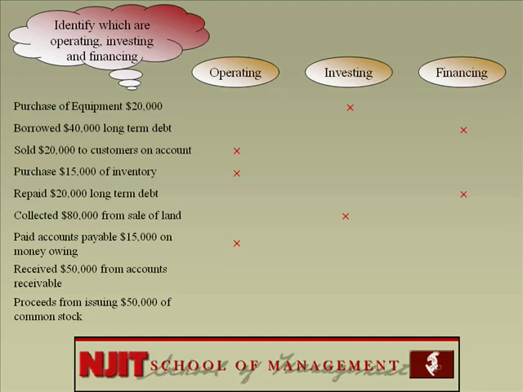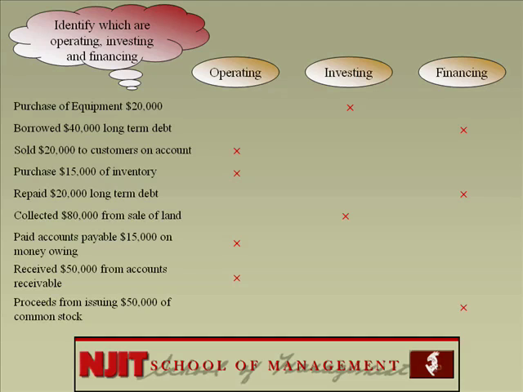Would you say that selling to customers and getting cash from them is part of normal business activity? So the answer to this one is operating activity. Proceeds from issuing $50,000 worth of common stock. So you issued common stock and you received $50,000 cash. Where would that come under? If you said financing, you got it right.